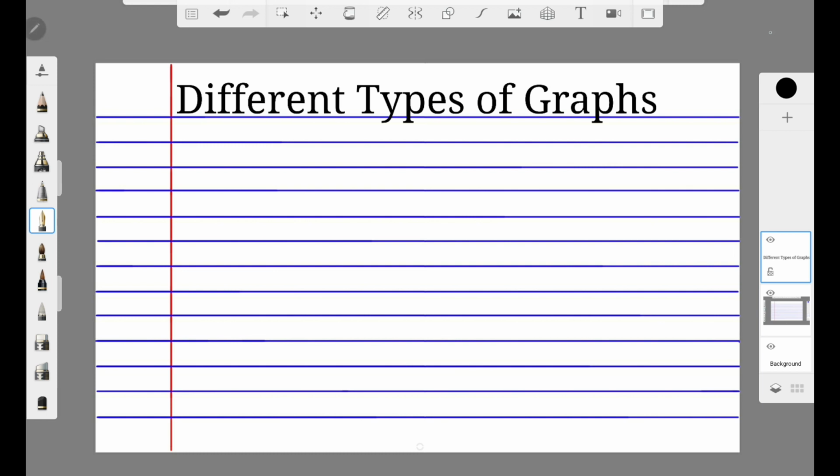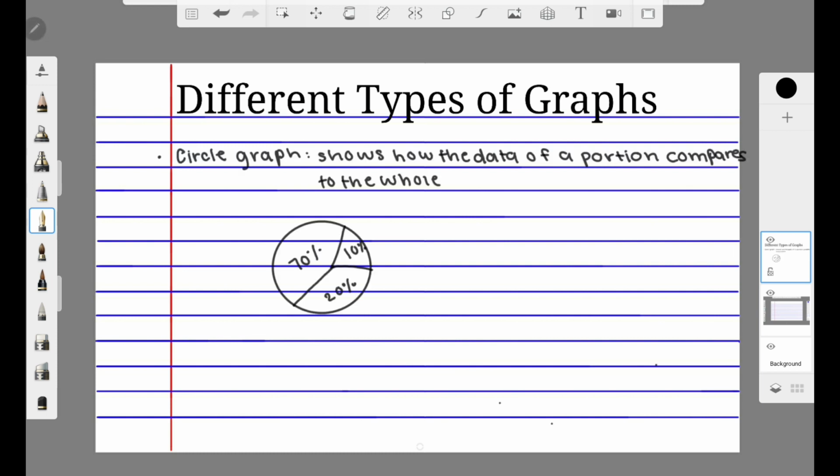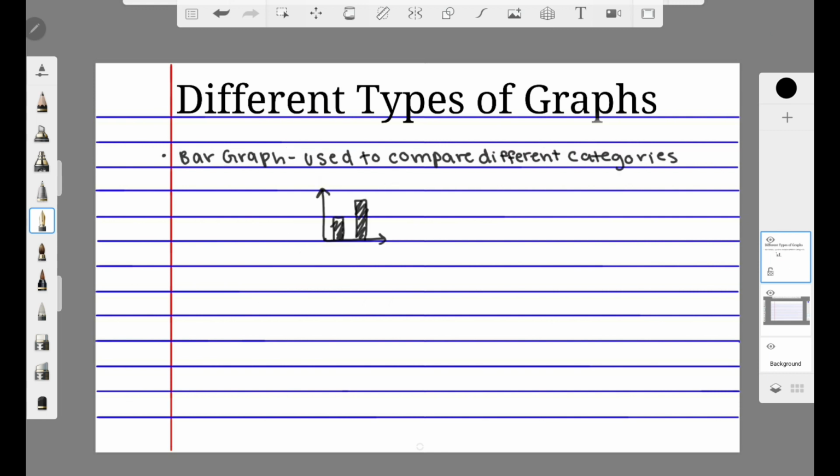So let's get started. A circle graph shows how the data of a portion compares to a whole. In this example, the entire circle represents 100%, and each little portion represents a separate category. A bar graph is used to compare different categories.